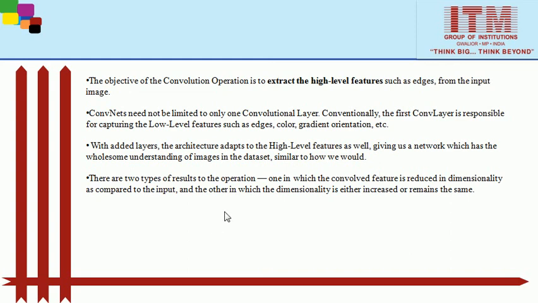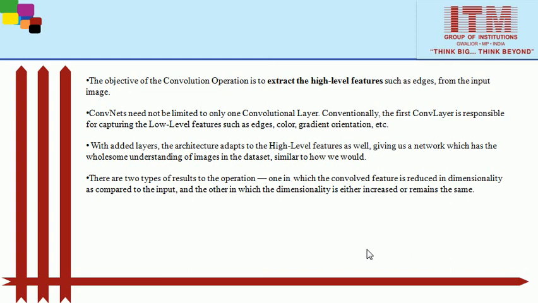There are two types of results at the end of this operation. One is the convolved feature, in the form of reduced dimension as compared to the input, and the other is one in which the dimensionality is either increased or remains the same. So after the convolution layer, the kind of output we will get is in the form of reduced dimension.